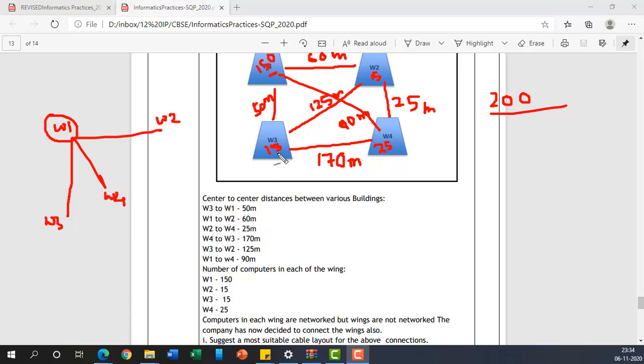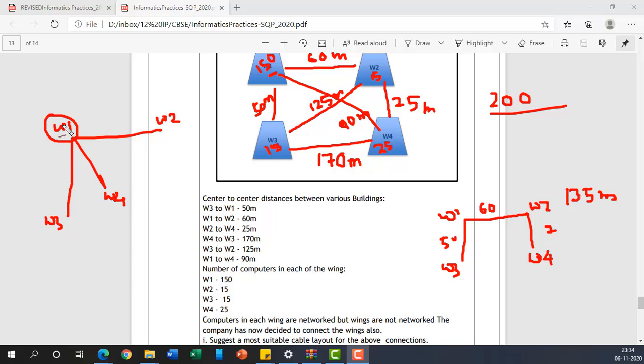Right, another layout that can be is somewhat like this: starting with W3, then going up, then this and this. So we will be using 50 meters, 50 plus 60 is obviously 110, and 25. So we will be using only 135 meters of the cable. If we go somewhat like this: W1, W3 is this, and W2 is this, and W4. So if we consider the shortest cable length, then this must be my layout, right?